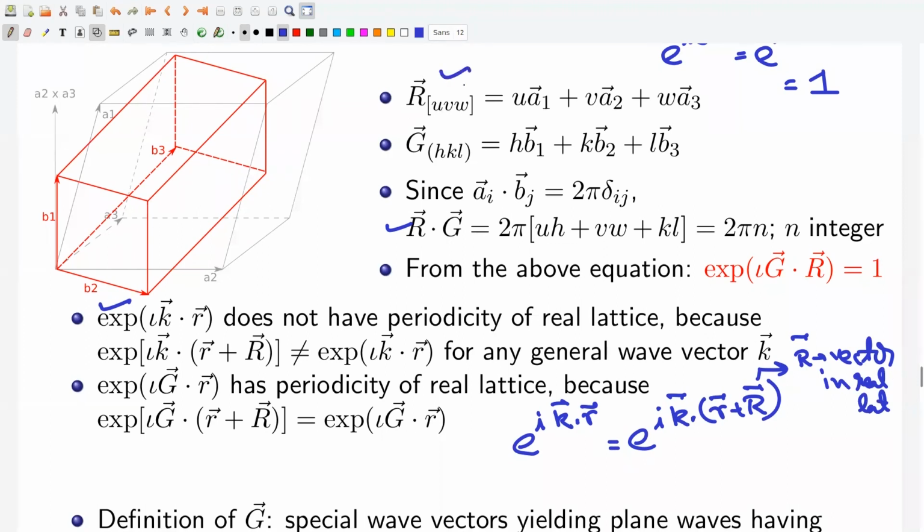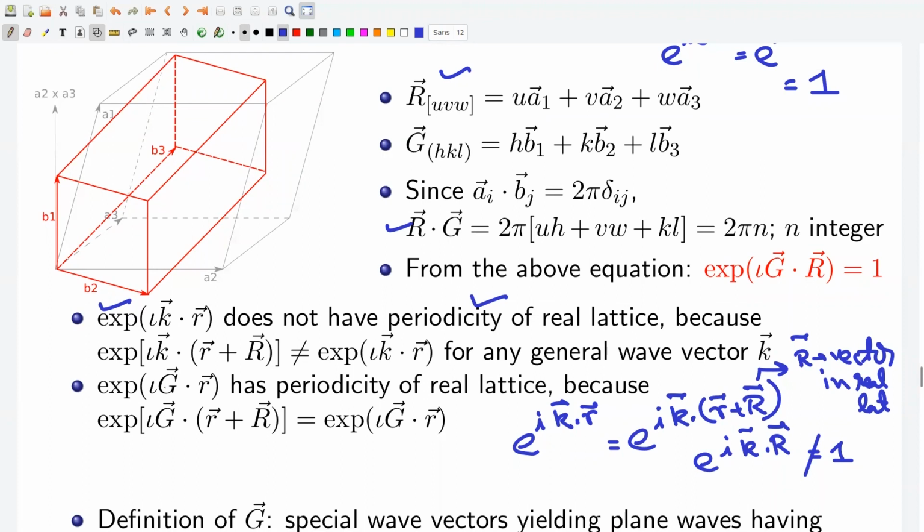And we know that R has this form. Now what do we need for these two things to be equal? What we need is that e to the power i k dot R has to be equal to 1. But we know that for some general wave vector k, this is not true. So if we take some plane wave which has this form e to the power i k dot r, then that does not have the periodicity of the real lattice.